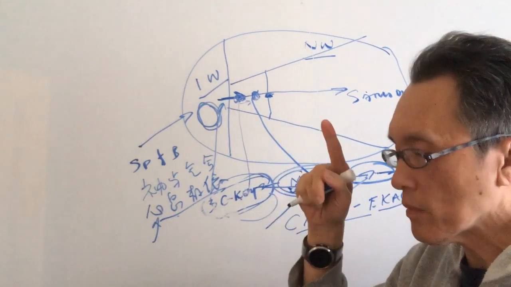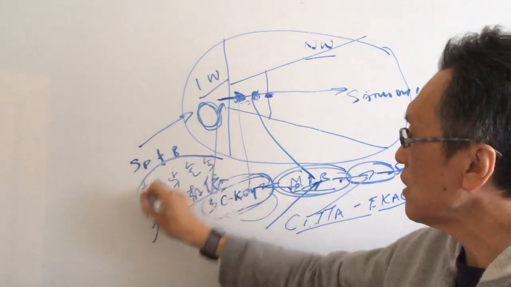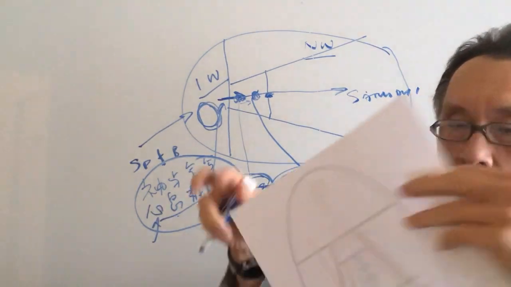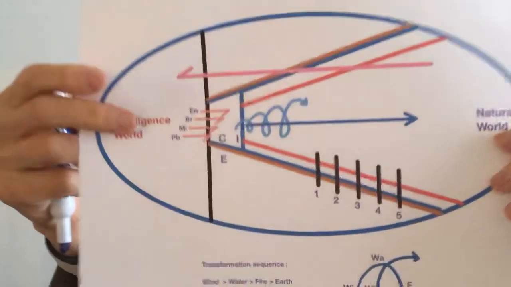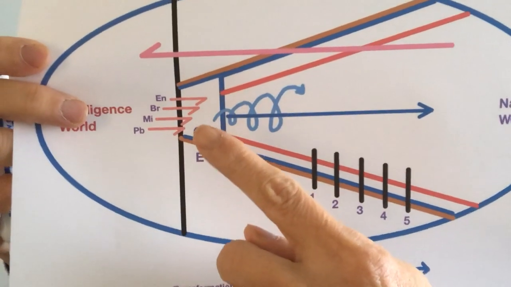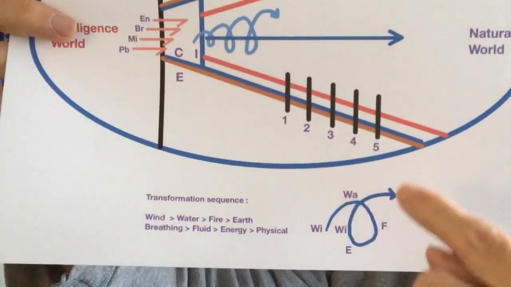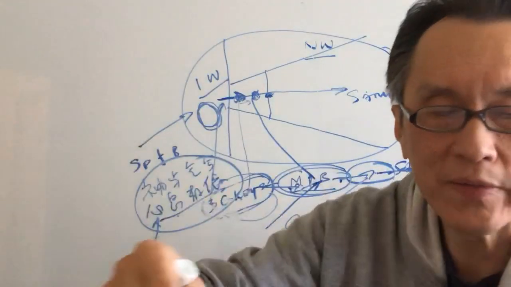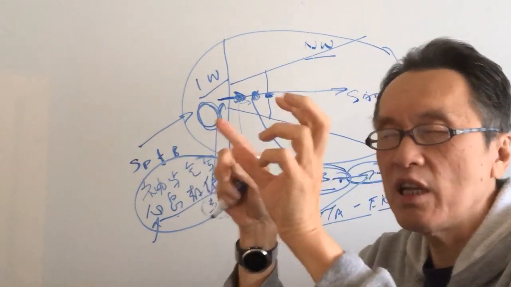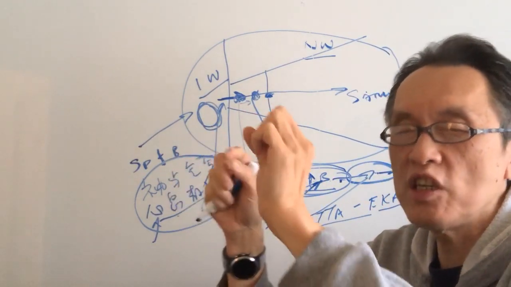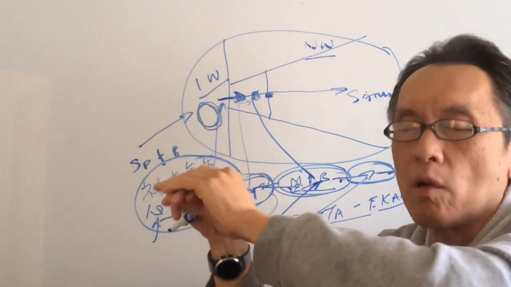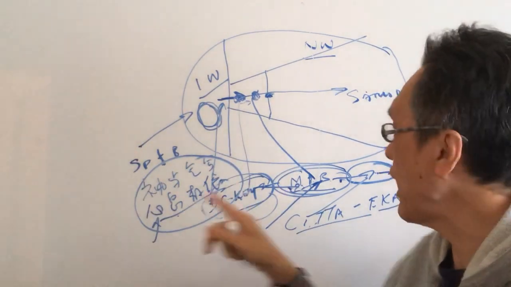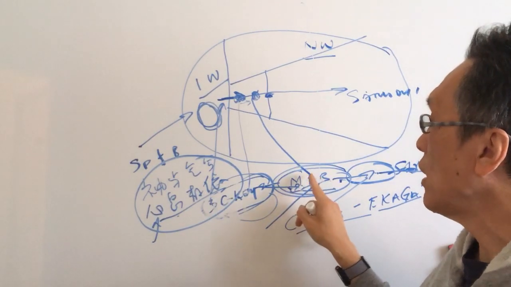Okay, now if this Xing Xi Xiang Yi is not achieved, okay, if it's not achieved here, then the transformation of the body, or the healing process of the body, or the qigong energy development will not take place. That is for sure already. It has to get here. Okay?